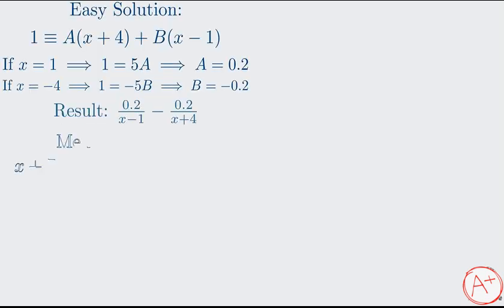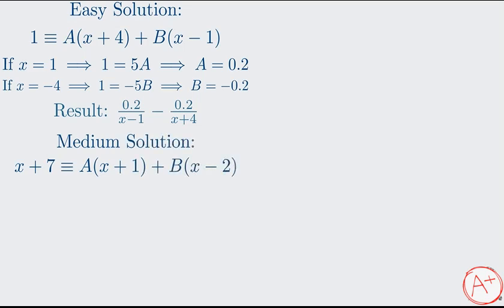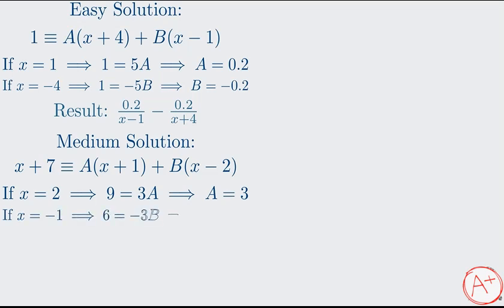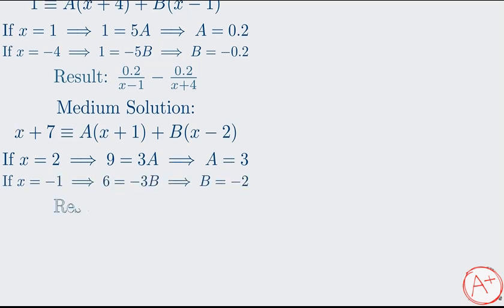For the second, factorize the denominator into x minus 2 times x plus 1. Let x equals 2, 9 equals 3a, so a equals 3. Let x equals -1, 6 equals -3b, so b equals -2. So we get 3 over x minus 2 minus 2 over x plus 1.